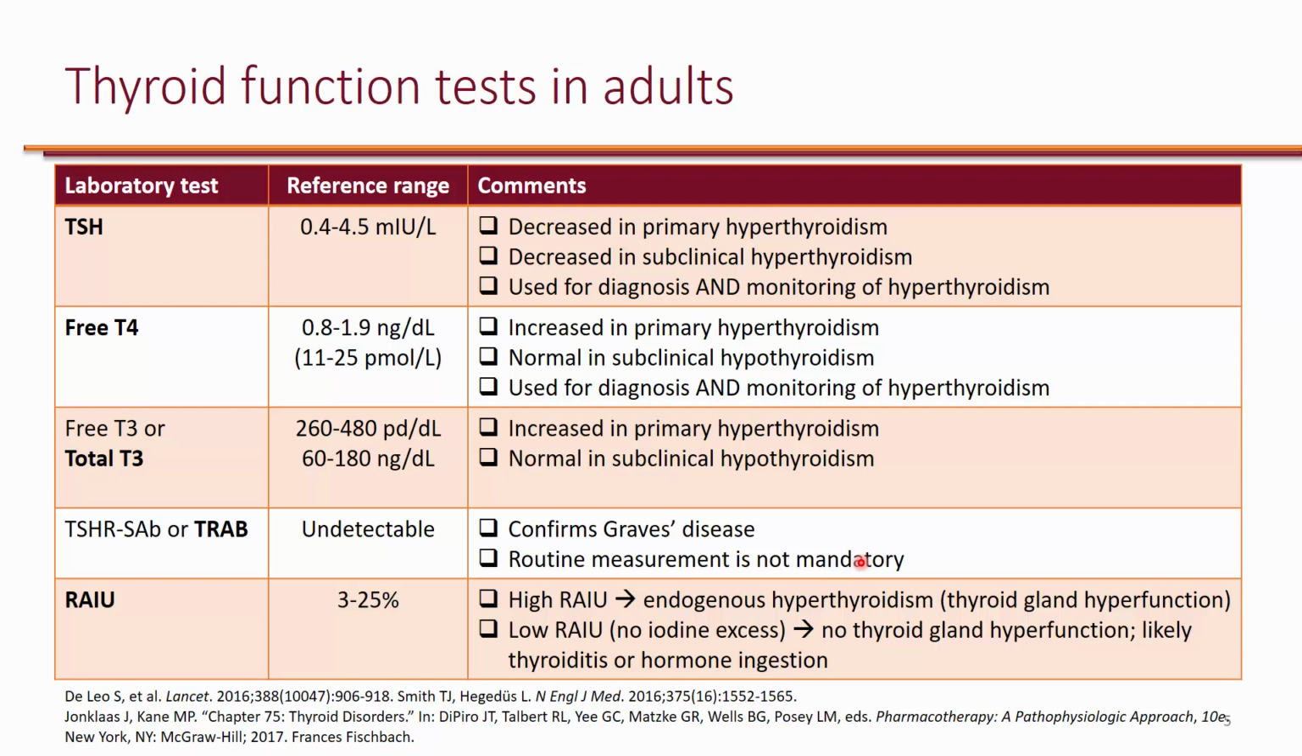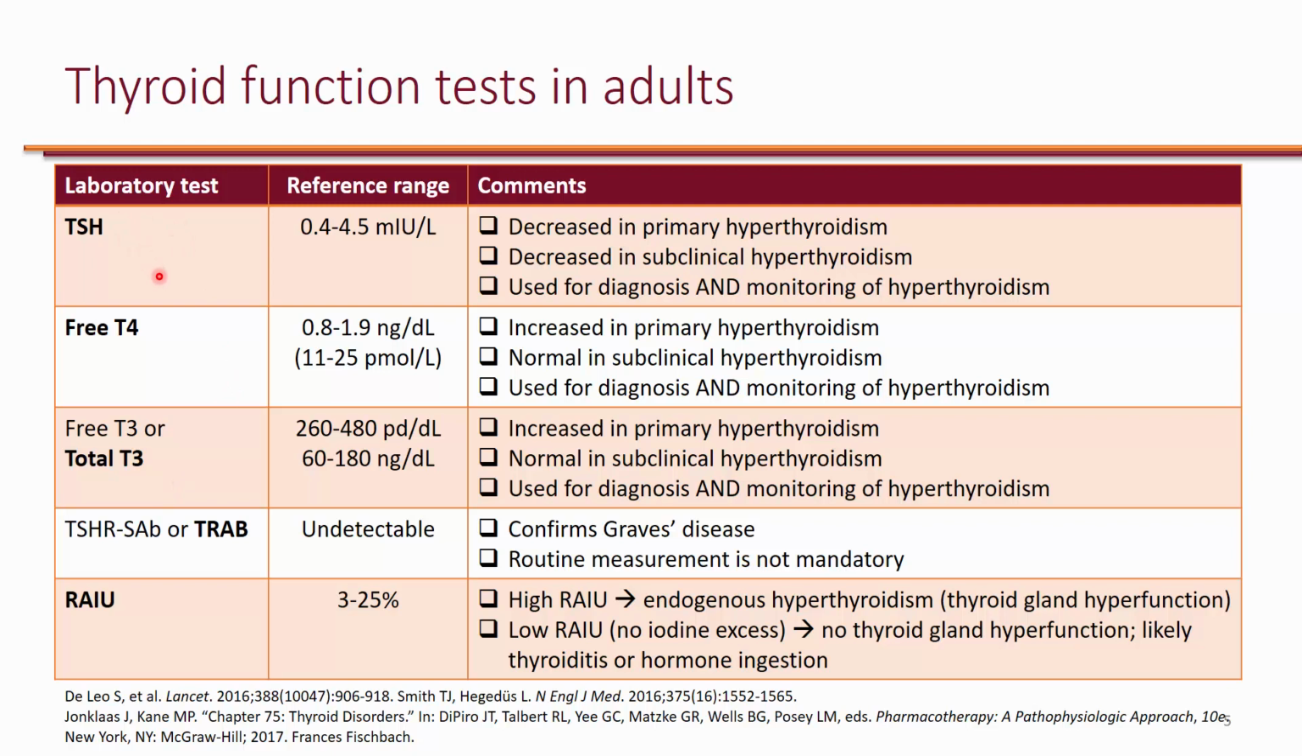We use both TSH and T4 for diagnosis and monitoring of hyperthyroidism. In addition, when it comes to hyperthyroidism, we also look at T3 levels. Specifically, we have labs to measure total T3, which will be increased in primary hyperthyroidism, but will be normal in subclinical hyperthyroidism. So, in subclinical hyperthyroidism, both T4 and T3 will be normal, but TSH will be decreased.